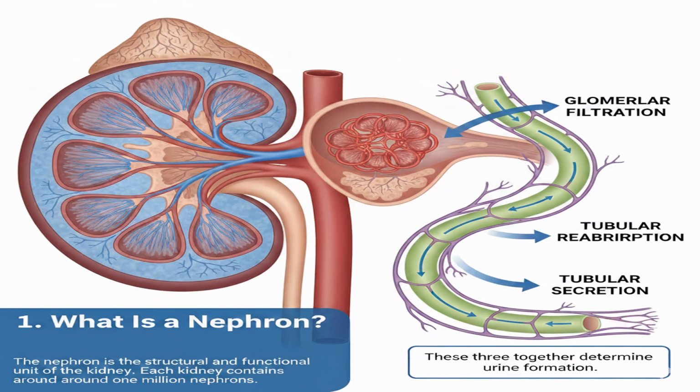The nephron is the structural and functional unit of the kidney. Each kidney contains about 1 million nephrons. Its job is based on three fundamental processes. First is glomerular filtration, second is tubular reabsorption, and third is tubular secretion. These three together determine urine formation. So now let's follow the blood.